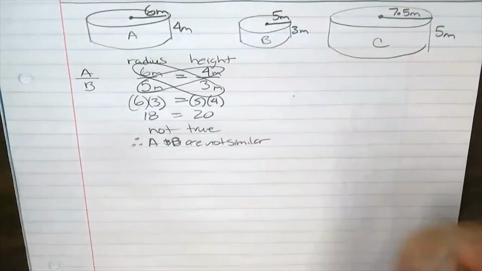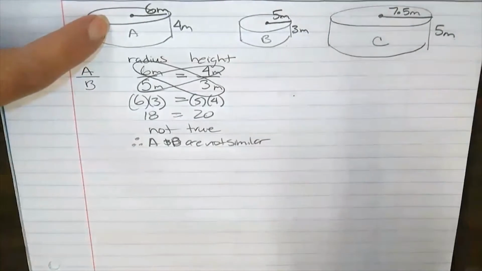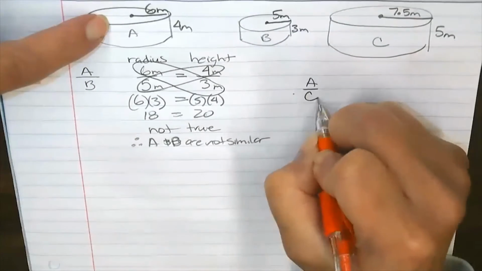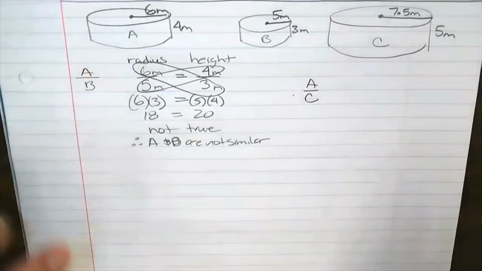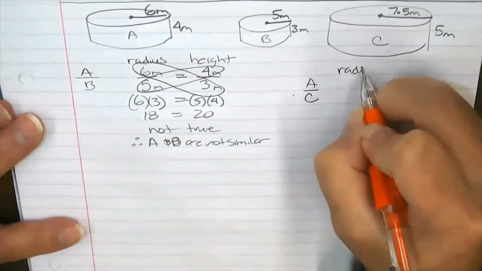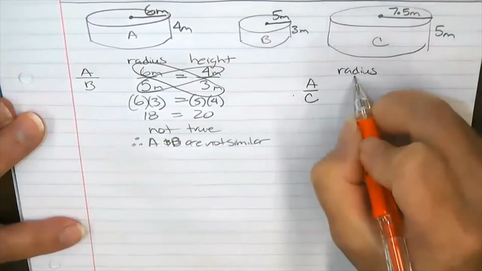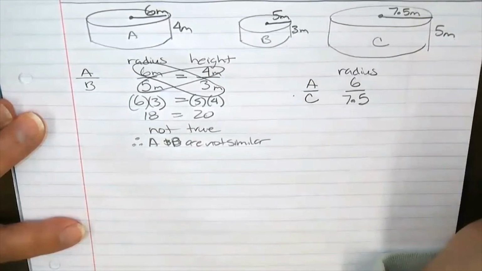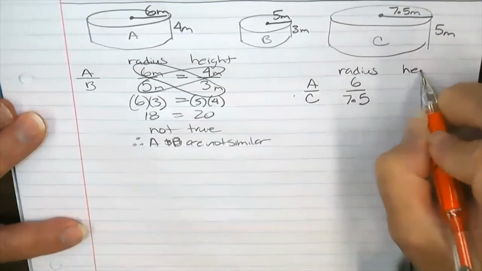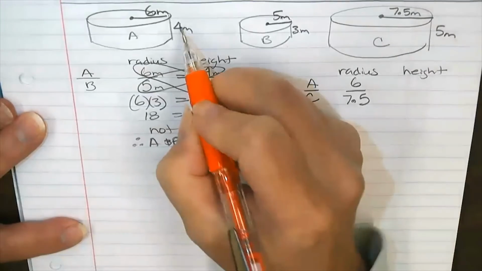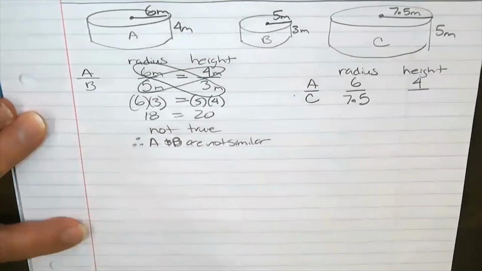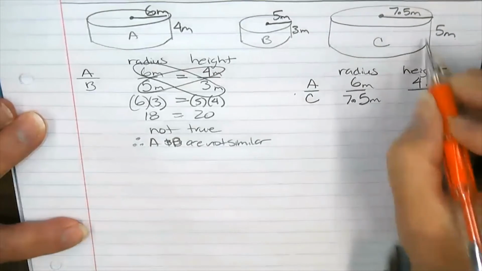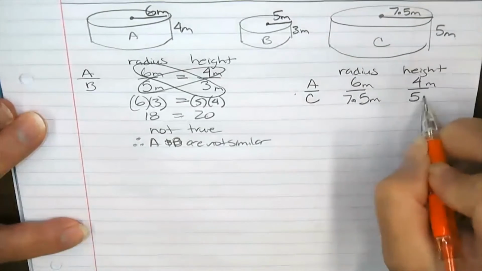Okay, let's try our luck with A and C. Once again, I'm going to put A over C. And let's take a look at the radius. Well, the radius of A is 6, and the radius of C is 7.5. Now let's take a look at the height. The height of A is 4 meters. Don't forget to put your units. And the height of C is 5 meters.